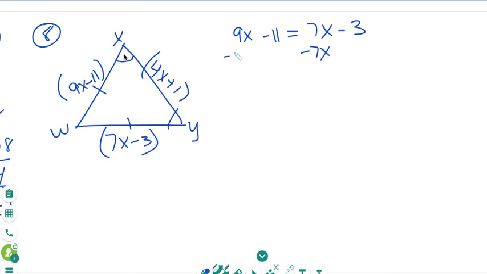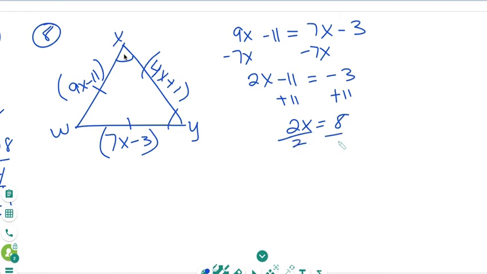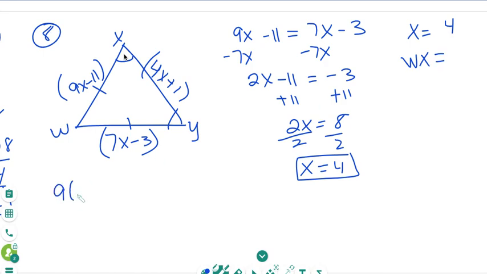Zero pair out the 7x. So we have 2x minus 11 is equal to negative 3. Zero pair out the 11. So we have 2x is equal to 8. Divide by 2, divide by 2. x is equal to 4. Then they want to know what the measure of WX is. So we're going to take 9 times 4 minus 11. So 36 minus 11 is going to give us 25.